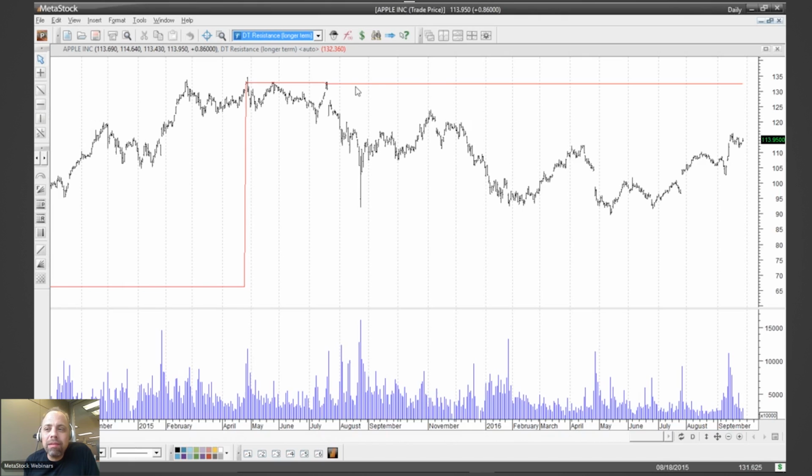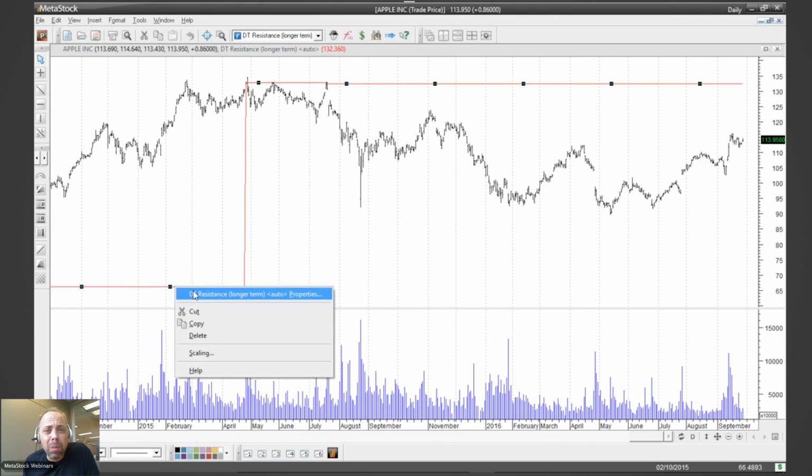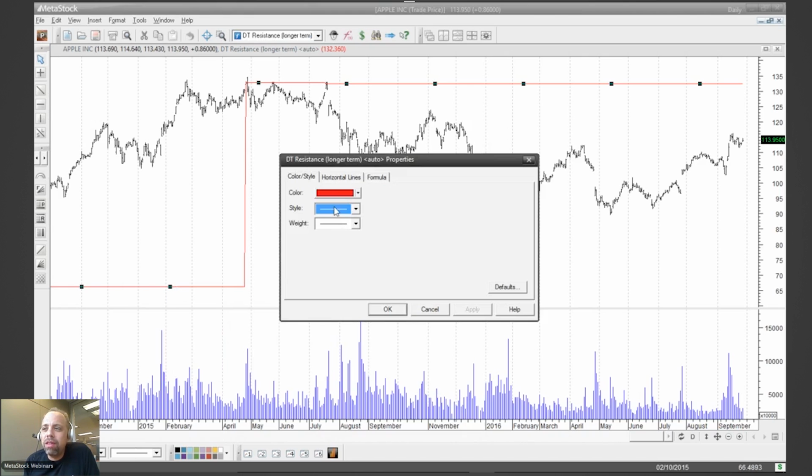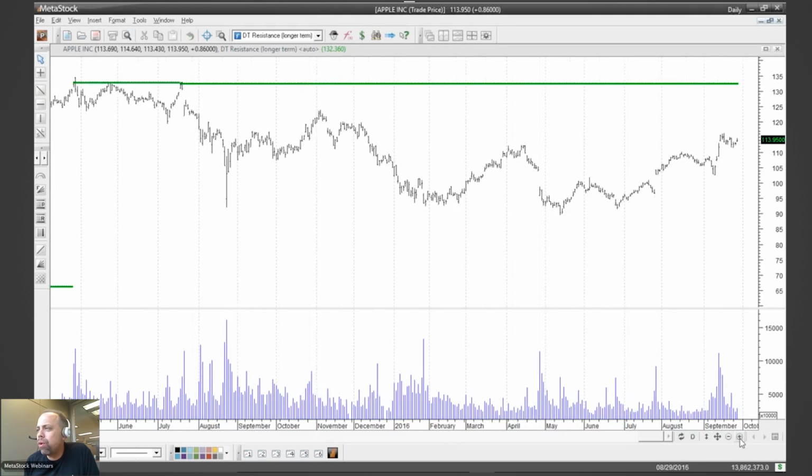The way I like to look at these indicators, I'll right-click on it and go to Properties. I'm going to change the style of this indicator into a dotted line. And since it's a resistance, I'm going to make it green. Click on Apply. And I'm going to make it a little bit fatter. Okay, let's see how that looks. So go ahead and apply that to the chart, and you'll see that we've got our longer-term automatic resistance level. And let's go ahead and add the shorter term.